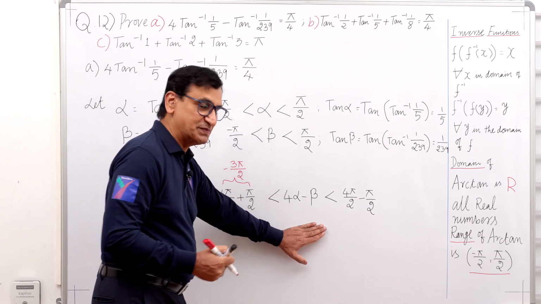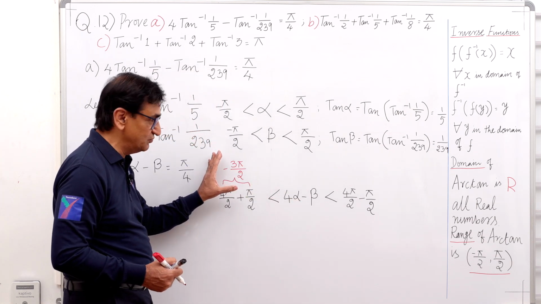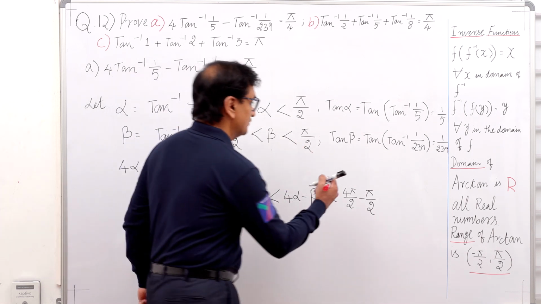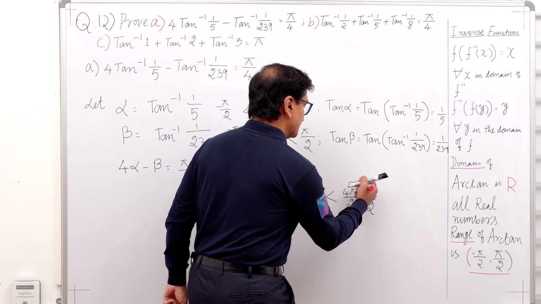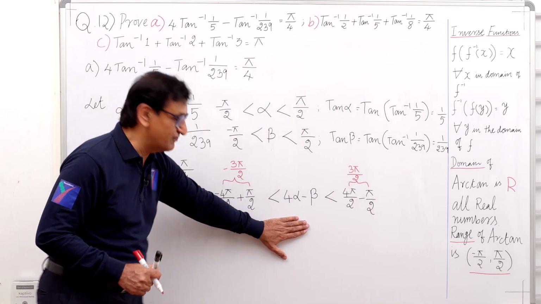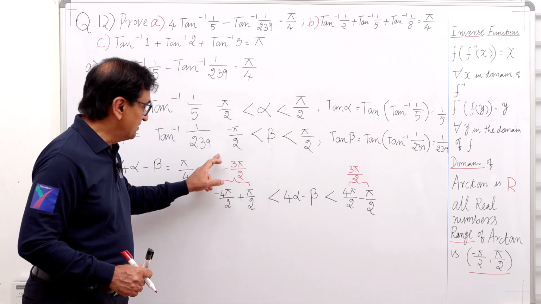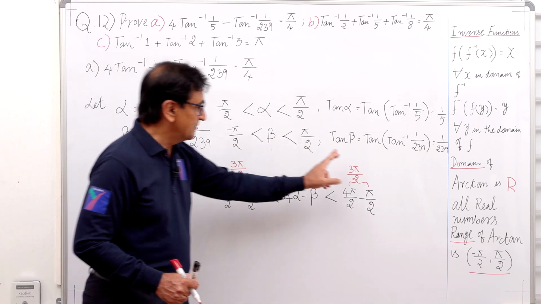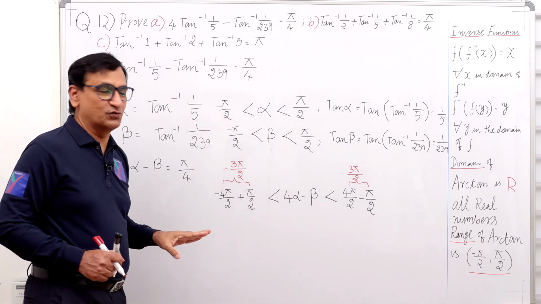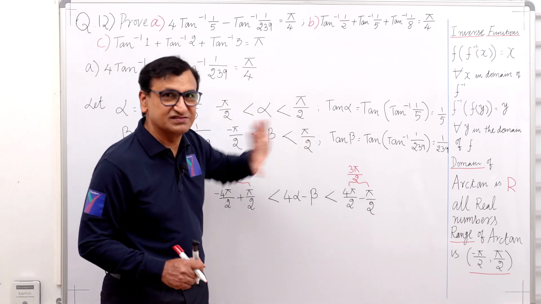So 4 alpha minus beta should be between minus 3 pi by 2 and plus 3 pi by 2. Okay, 4 alpha minus beta should lie between minus 3 pi by 2 and plus 3 pi by 2. And the required answer is pi by 4. And pi by 4 is definitely within this interval.